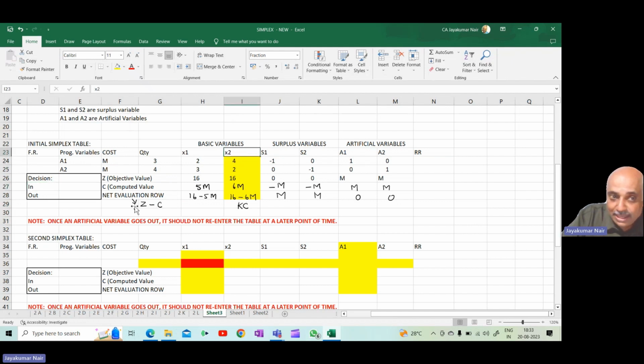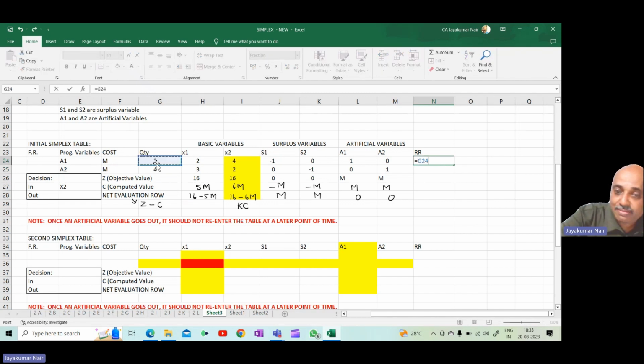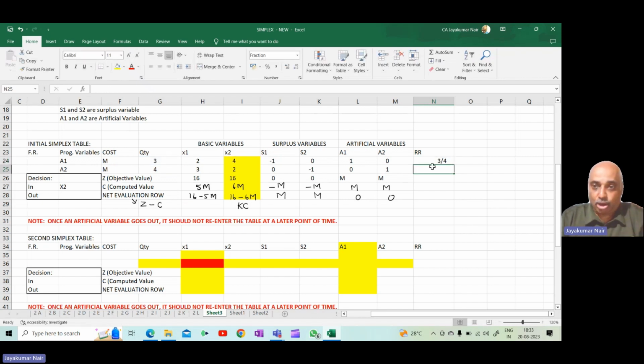So this variable that is x2, you have to produce, this will enter the table. Now to enter it, to bring this x2 in the table, one variable has to go out. Is it A1 or is it A2? How to determine that? You have to find out the replacement ratio, that is RR. What is RR? It is the quantity divided by the key column element.